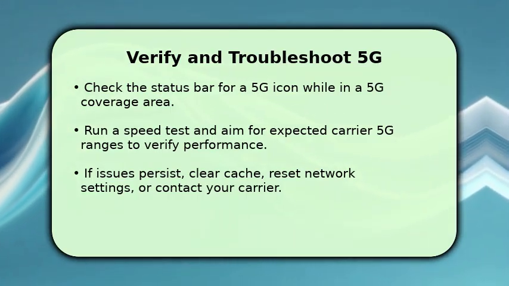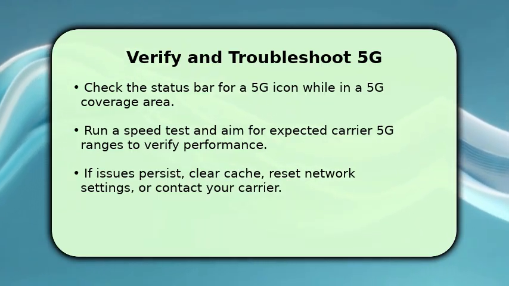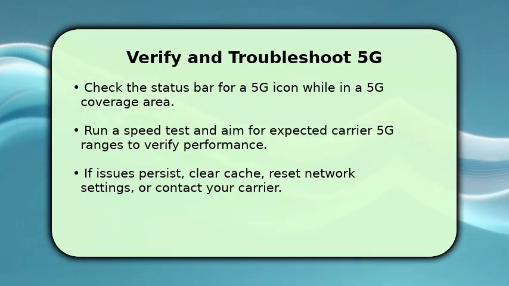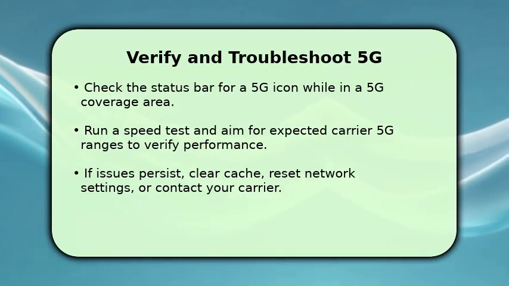If you do not see 5G, toggle airplane mode off and on to refresh connections. Clear the system cache partition and reset network settings if problems persist. As a last step, contact your carrier and provide phone model and a MAE for provisioning support.